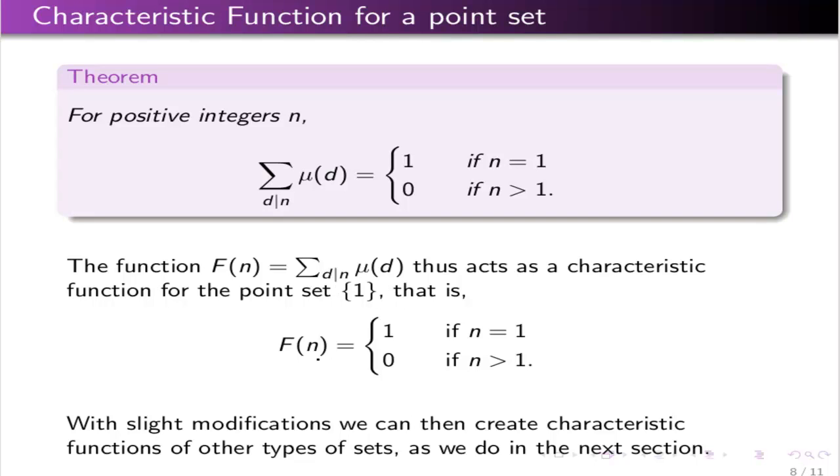Meaning what? Meaning that this is a function that equals 1 when n is 1, and it equals 0 for all other numbers. So if you're graphing this function on the set of natural numbers, it'll equal 1 at 1, and 0 for all other values. So it's a way of picking out the number 1. And then with slight modifications, we can create characteristic functions of other types of sets, not just a singleton point set, but a set such as the set of square-free numbers or the set of numbers divisible by a square, things of this type.